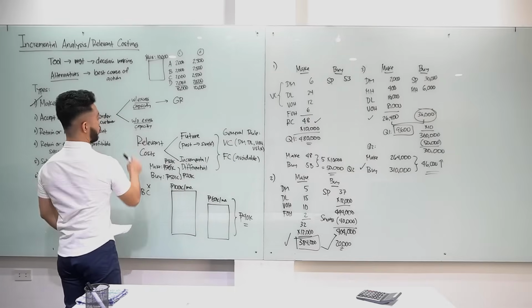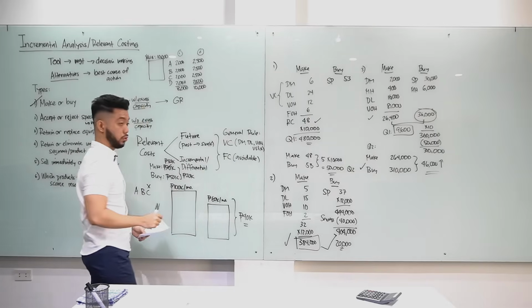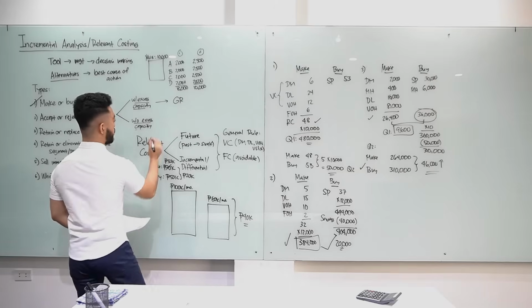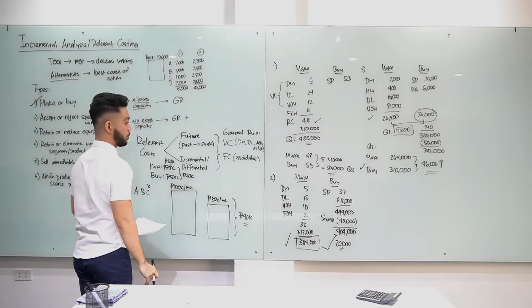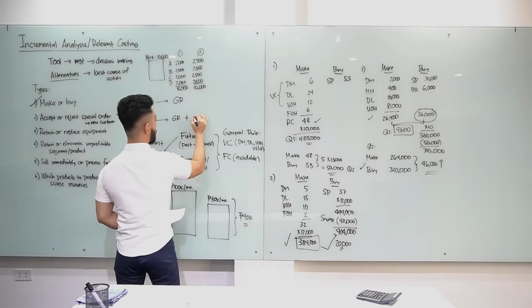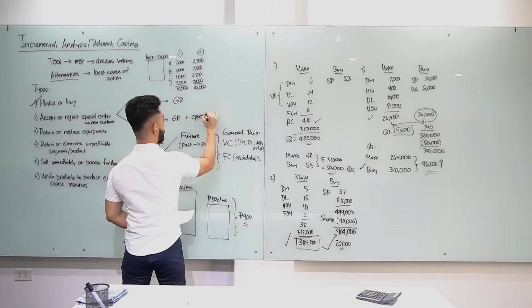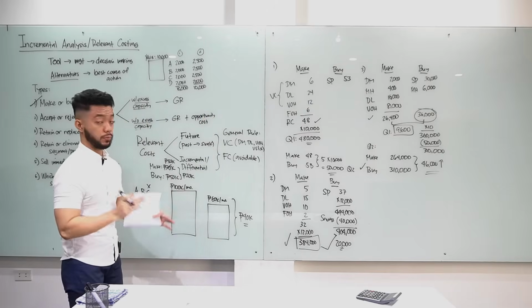Sir, paano naman kung without excess capacity? Parang yung scenario 2 natin. Ganito gagawin mo diyan, class. Apply mo yung general rule plus consider mo yung opportunity cost. Sir, ano ibig sabihin ng opportunity cost? Ganito yan, class. Special order, tama?